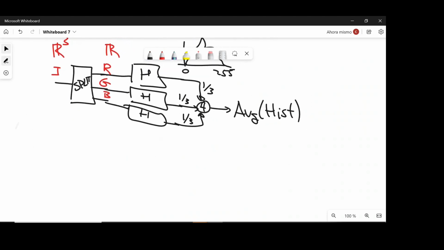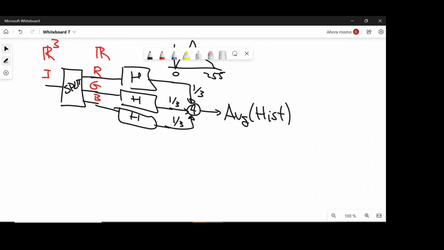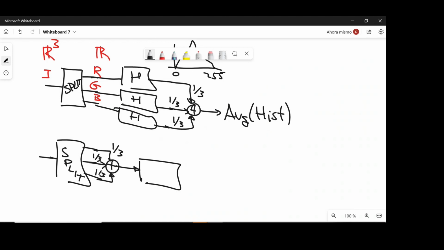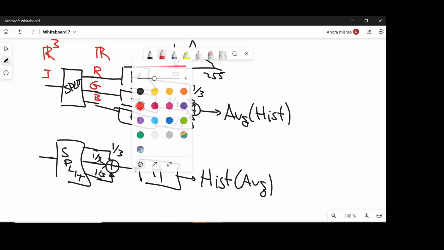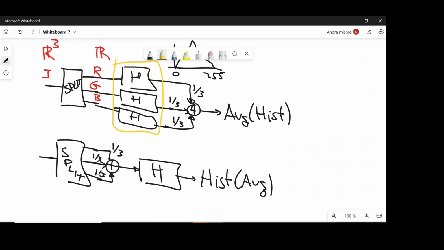Okay, I can have a different thing. This one, a different system. I can split this one, now I have the three channels. I now compute the average, one third. Now I can do the histogram. So this is the histogram of the average. What the slide is showing is that these two operations do not commute. So we have two systems, and these two systems do not commute.